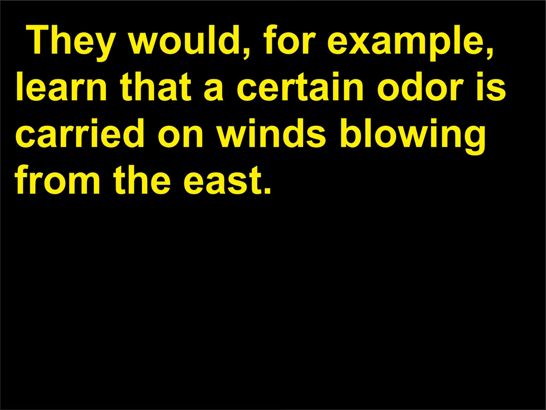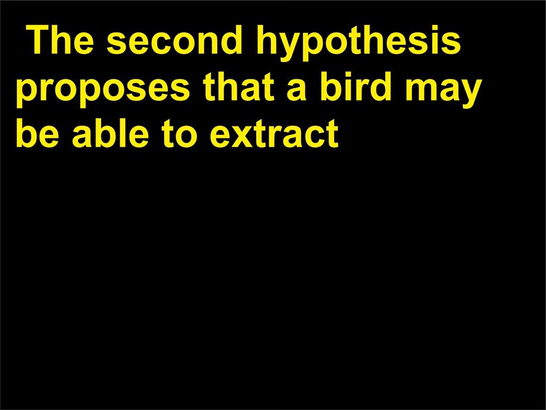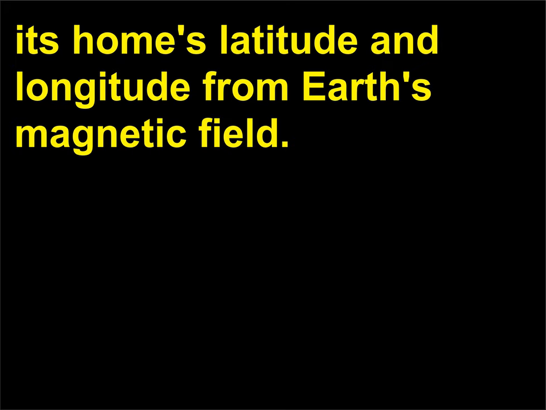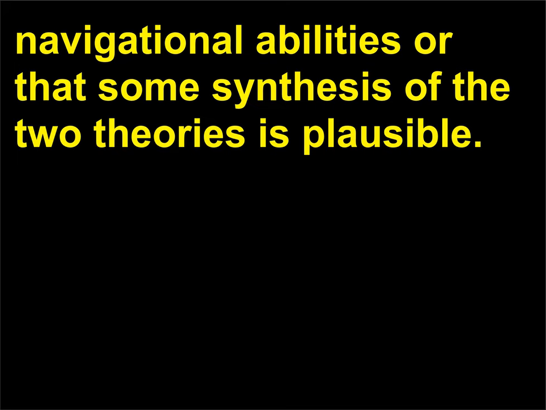They would, for example, learn that a certain odor is carried on winds blowing from the east. If a pigeon were transported eastward, the odor would tell it to fly westward to return home. The second hypothesis proposes that a bird may be able to extract its home's latitude and longitude from Earth's magnetic field. It may be proven in the future that neither theory explains the pigeons' navigational abilities or that some synthesis of the two theories is plausible.